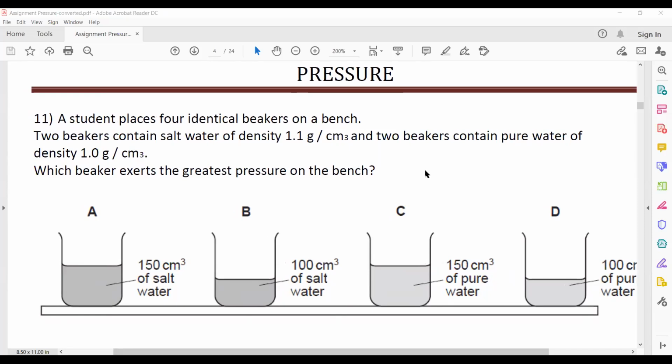A student placed 4 identical beakers on the bench. 2 beakers contain salt water of density 1.1 gram per centimeter cube, and 2 beakers contain pure water of density 1 gram per centimeter cube. Which beaker exerts the greatest pressure on the bench? So first you have to check the density, and then you have to check the depth.